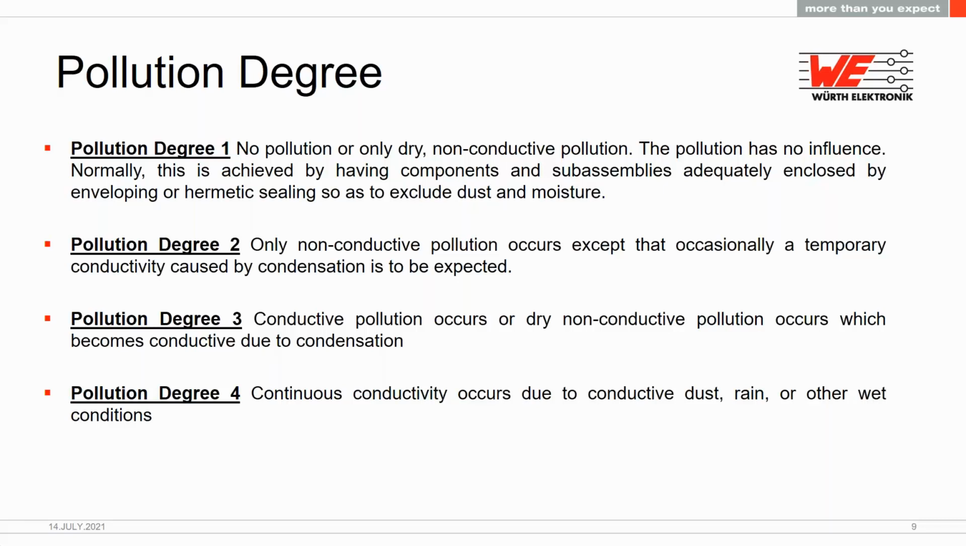Likewise, increased conductive pollutants may mean that we have to test at a higher dielectric level. So again, we may need to have additional tape layers, tubing, and things of that nature. And again, those added materials and processes, they may affect your cost as well.